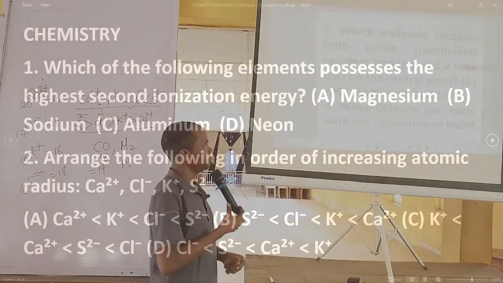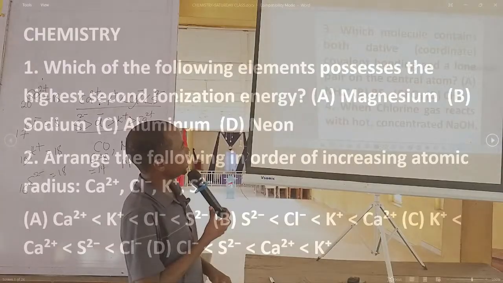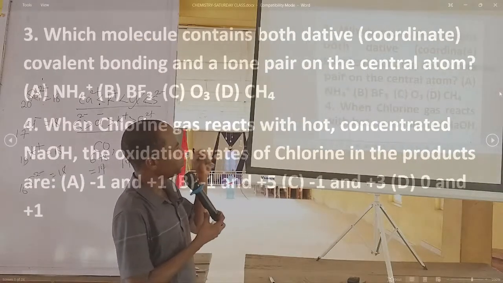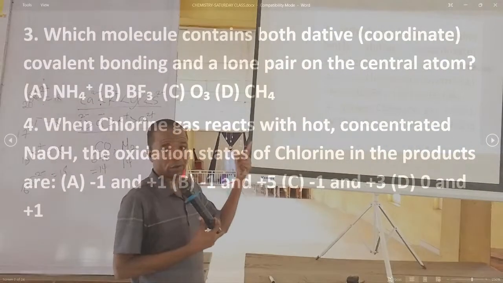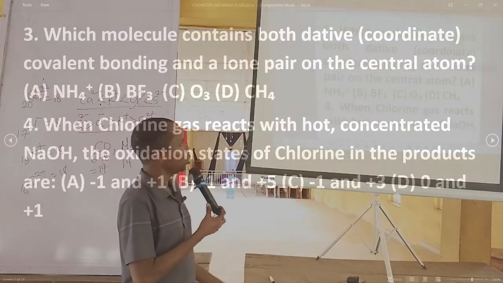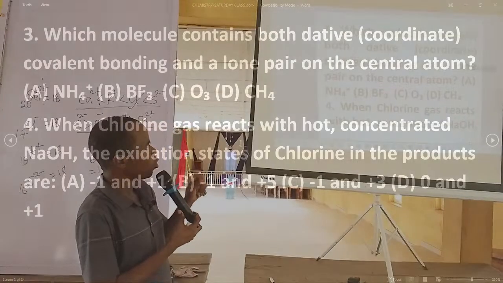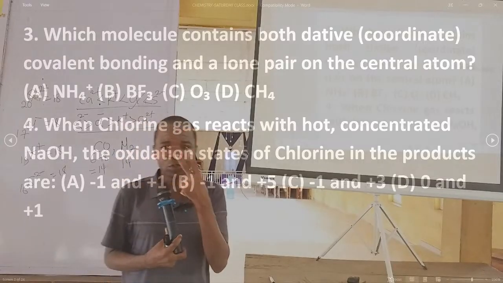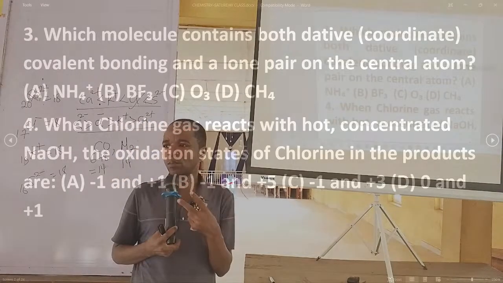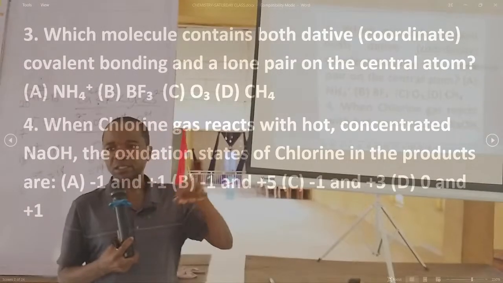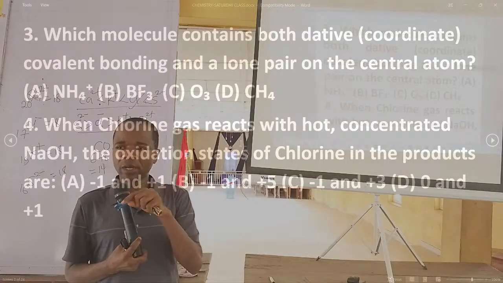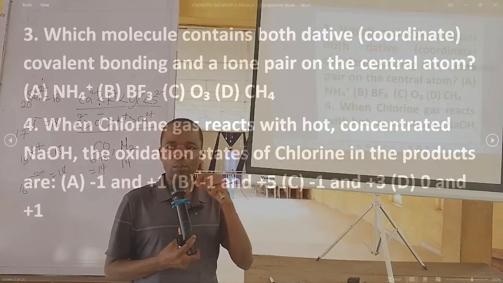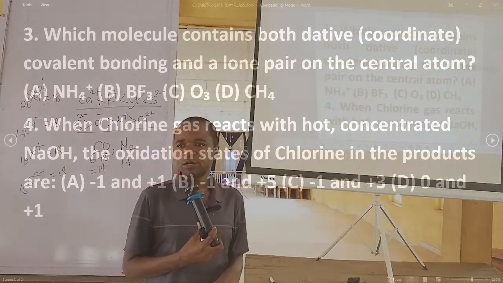The third question is asking which molecule contains both dative bonding, another name for dative is coordinate covalent bonding, and a lone pair on the central atom. Now, two things are expected of the molecule here. Number one, it must possess a dative bond, and number two, it must also possess a lone pair of electrons on the central atom.